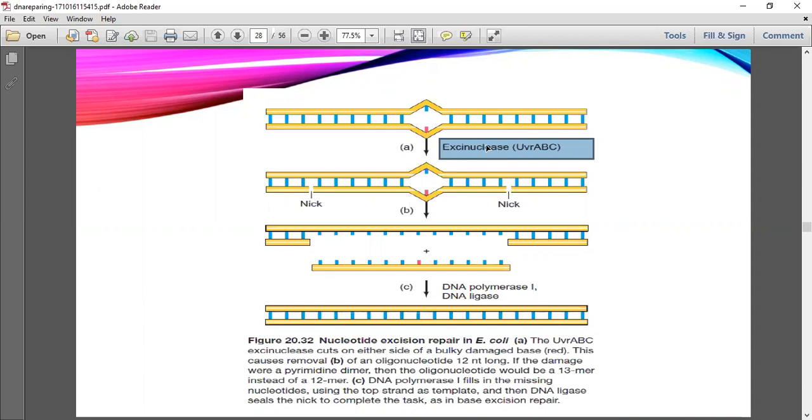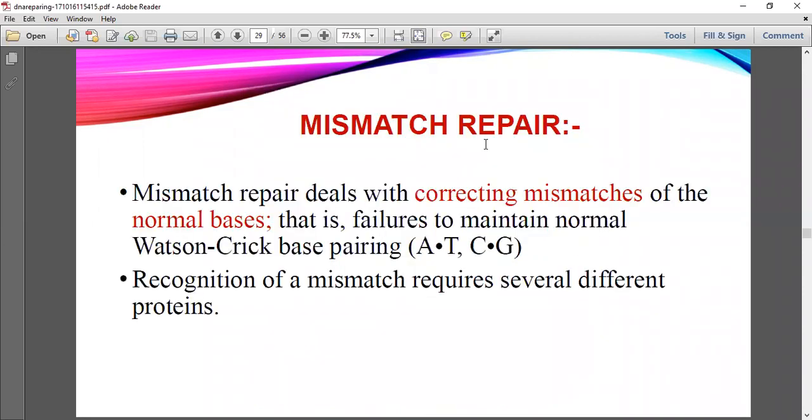So that is the basic difference between exonuclease and endonuclease. Then after this, the damaged base pairs are removed. Then after DNA polymerase, we do DNA synthesis there. Okay, the gap is filled there. So that's a basic difference. Then after that comes mismatch repair, it is not mentioned in your syllabus, so we will not take it.